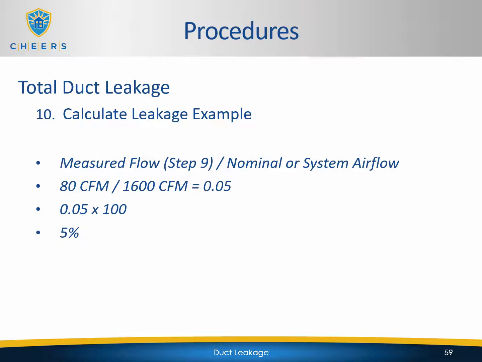So 80 divided by 1600 is going to equal 0.05. We're then going to need to convert that to a percentage. So we do that by multiplying it by 100. So 0.05 times 100 equals 5%. You're now going to take this 5% and you're going to compare it against the required value. And again, it's going to range anywhere from 4% up to 15%, depending on which type of system it is. So you're going to compare that. If this was, say, for example, a newly installed system, that would be a 5% target. And so this would pass at that 5% leakage rate.